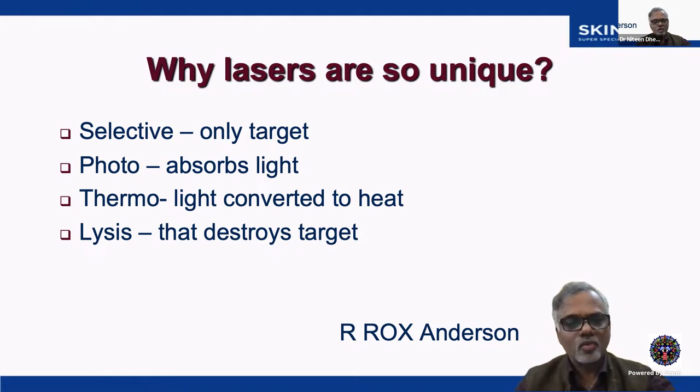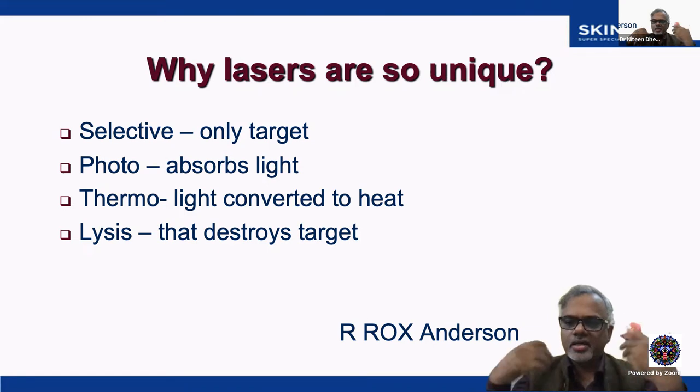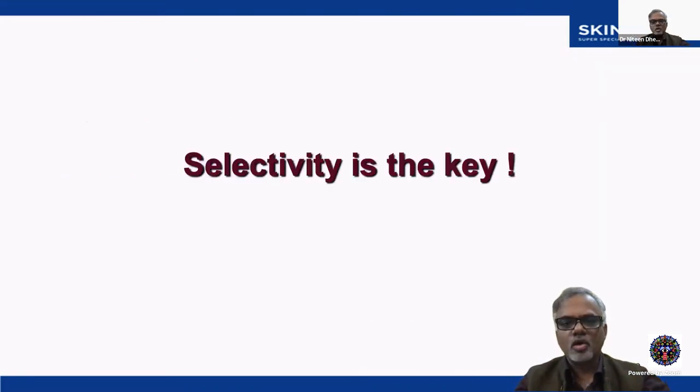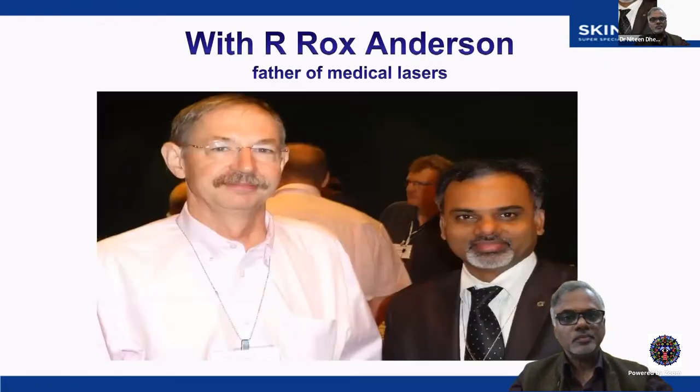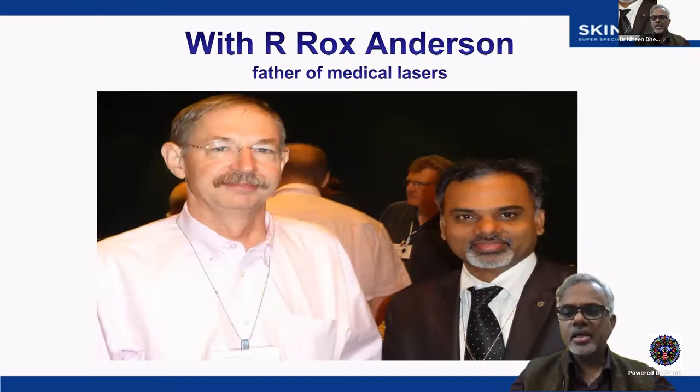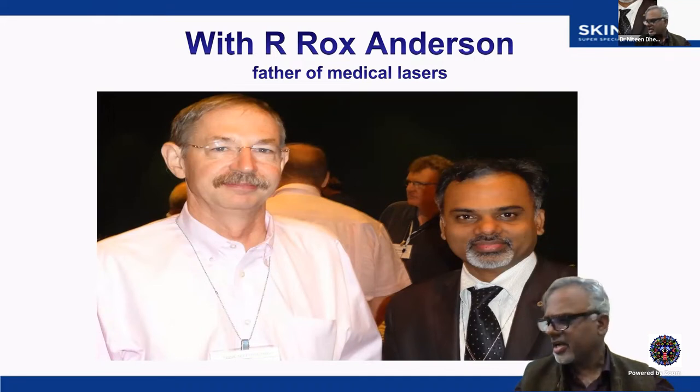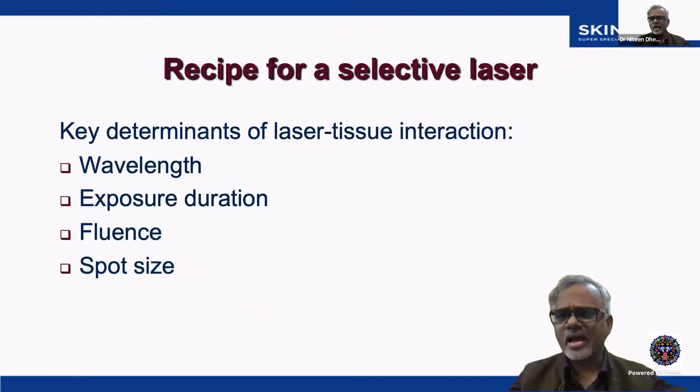So selective photothermolysis means only the target absorbs a selective color of light. That light is converted to heat, and that heat will destroy the target. The target absorbs the photon, it heats itself, it destroys itself. So it's molecular targeting. Selectivity is the key. It is not magic that the industrial laser has become a very specific and safe laser, but the theory of selective photothermolysis. And how does it work?